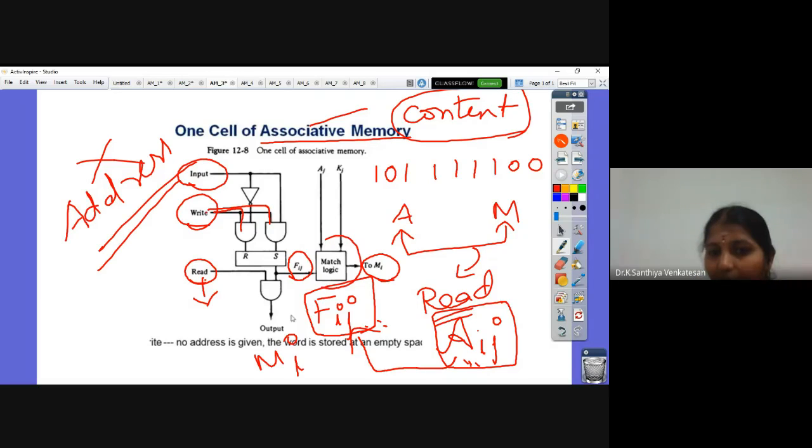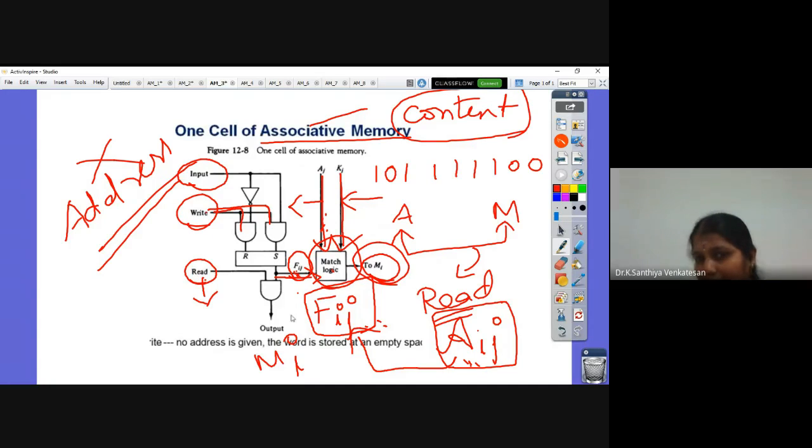In the match logic you find Aj and Kj. Both the argument register bit and the key register bit are given to the match logic, and the Fij is also given. Your match logic will do the comparison between these lines and finally set the bit Mi to 1 or 0 according to the match. If it matches, it sets to 1. If it does not match, it sets to 0.